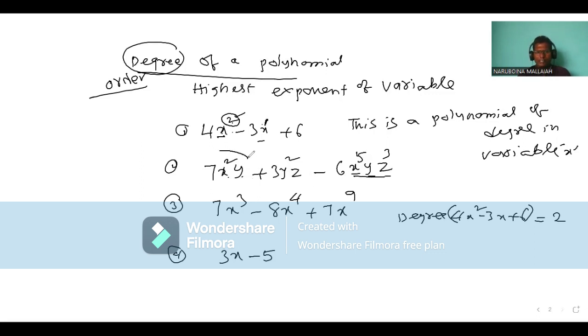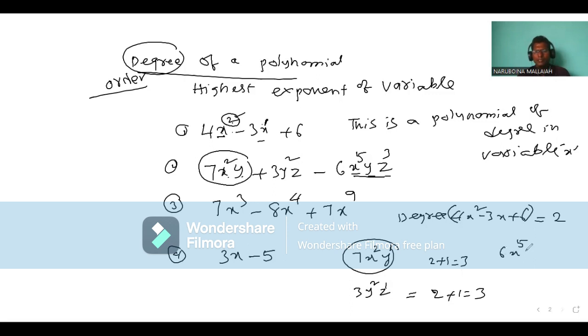Now first try to find the degree of each term. The degree of 7x square y: we only have to take the exponents of the variables to get the degree. So 2 here, 1 for y. So 2 plus 1 is 3. So the degree of this first term is 3. Second term 3y square z: the exponent of y is 2 plus the exponent of z is 1. 2 plus 1 is 3.